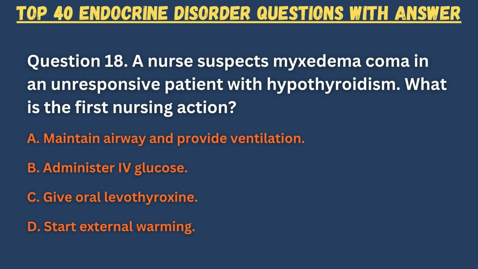Question 18. A nurse suspects myxedema coma in an unresponsive patient with hypothyroidism. What is the first nursing action? A. Maintain airway and provide ventilation. B. Administer IV glucose. C. Give oral levothyroxine. D. Start external warming.